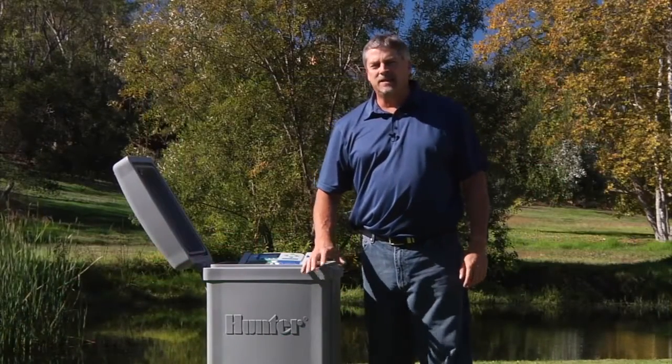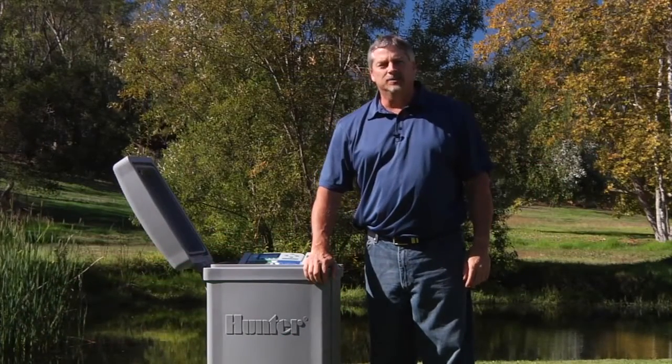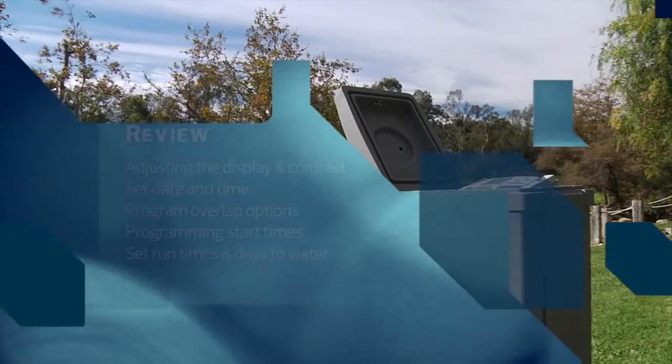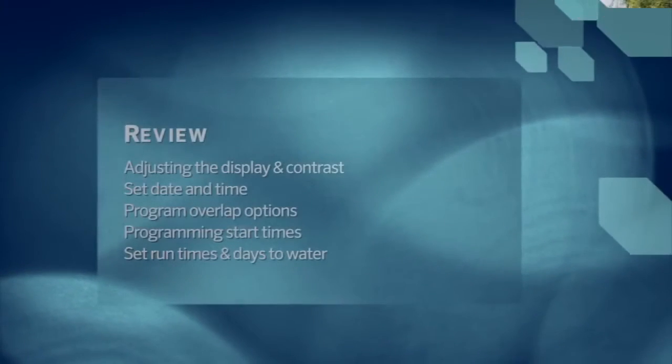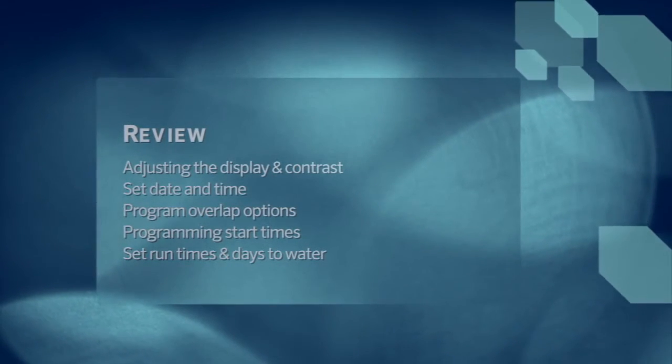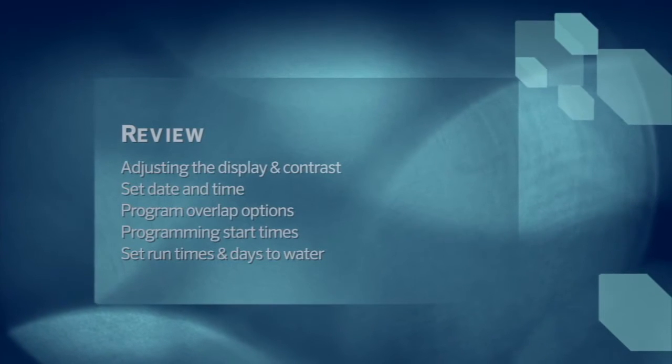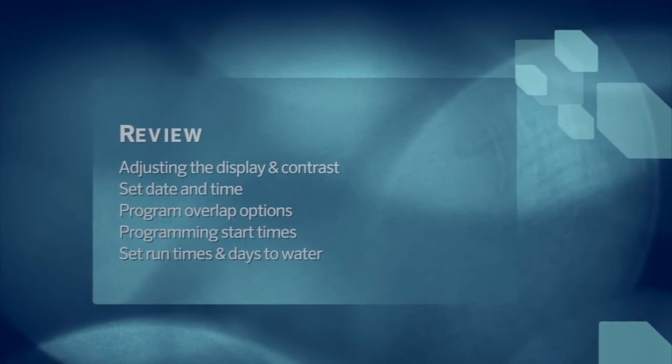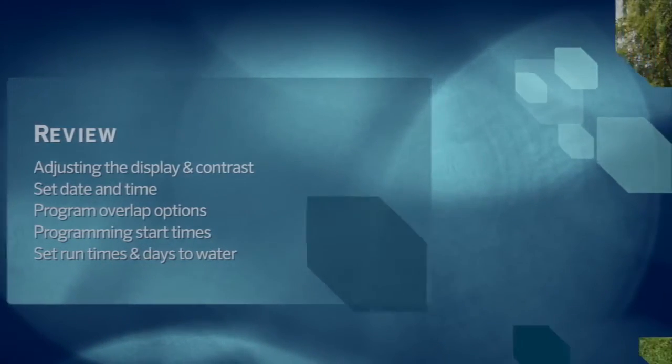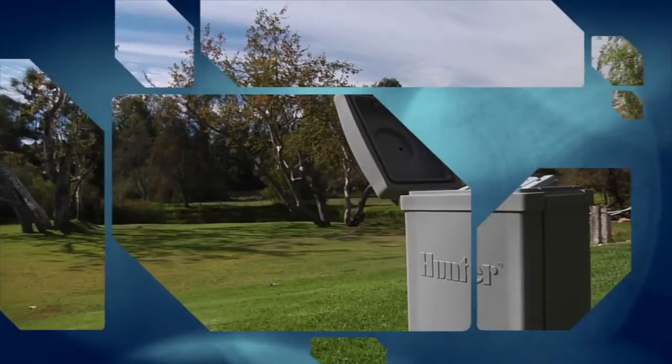This finishes the basic steps for programming a complete schedule. We went over the adjustment of the display contrast, we set the date and time, and explained the program overlap options before programming the start times. Finally, we set the run times and explained the different options for days to water.